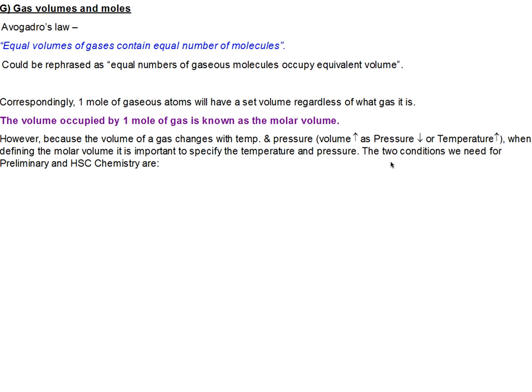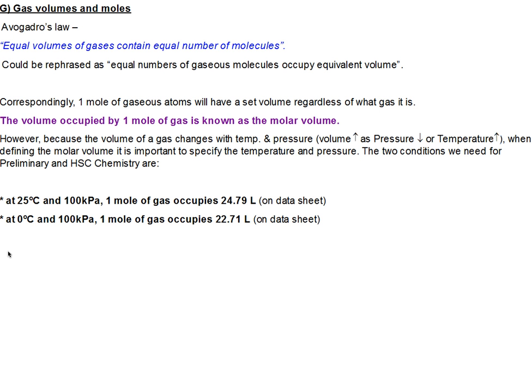The two conditions you need to know for preliminary HSC chemistry are that at 25 degrees and 100 kilopascals of pressure, 1 mole of any gas occupies exactly 24.79 litres. That's on your data sheet. You don't have to memorise this, it's on your data sheet.